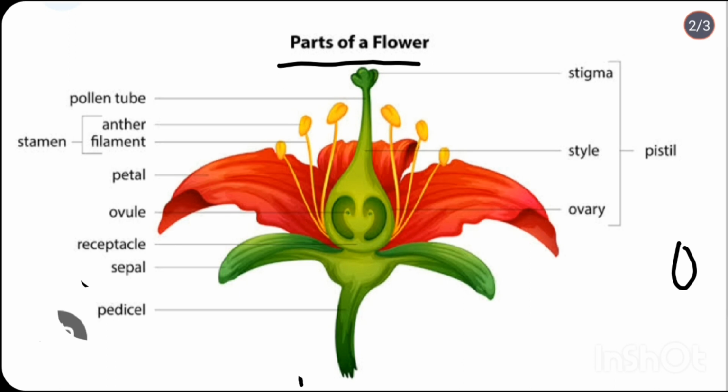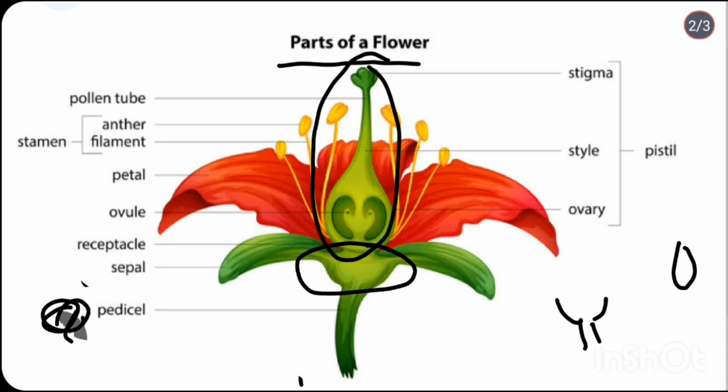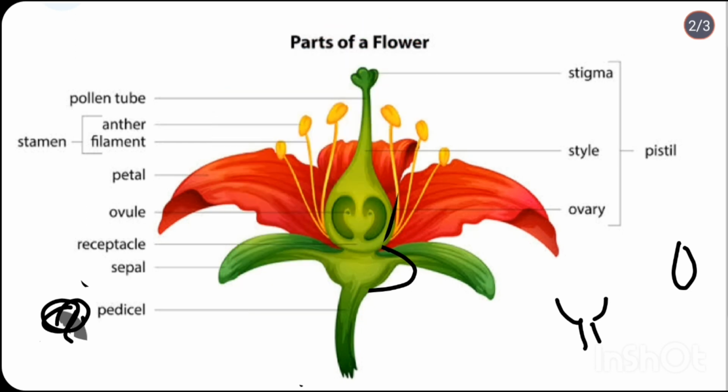Alright, so the next one is receptacle. This swollen part that connects the pedicel to this part is known as receptacle. This receptacle is also known as thalamus. Alright? This swollen part is known as thalamus.